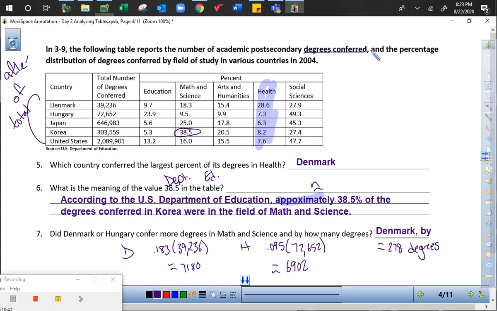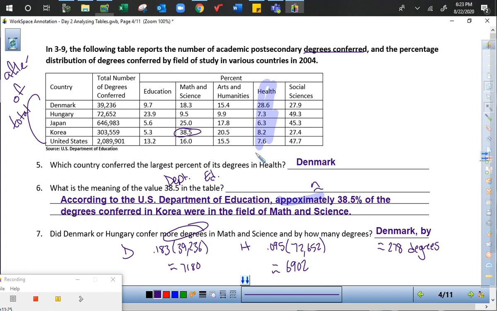Number 7 here, it said, did Denmark or Hungary confer more degrees in math and science, and by how many? Well, this is talking about degrees. It's not talking about percents. Okay, so that's an important detail here. Percents give you a ratio based on the total, and that allows us to compare values more equally, even though our number totals here aren't equal. Okay, so it gives us that ratio, and that's a really important way to compare unlike things, by using percentages. So now we're actually asked to work backwards.